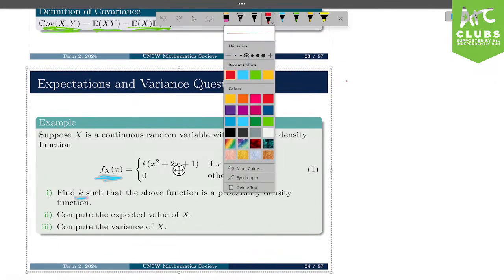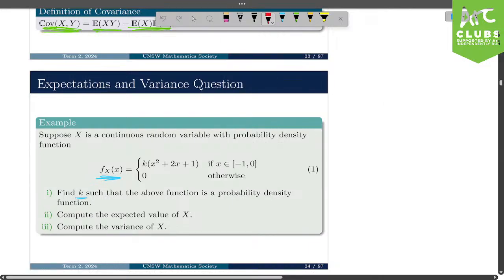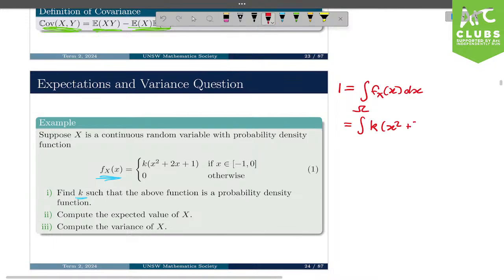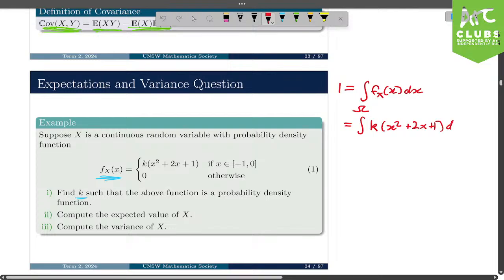We know that the integral across the whole space needs to be equal to 1. So 1 equals the integral across the whole probability space of f_X(x) dx, and that's just equal to the integral of k times (x squared plus 2x plus 1) dx between -1 and 0. So we just have to perform this integral. Let's do that real quick.